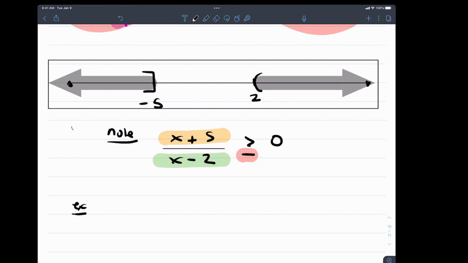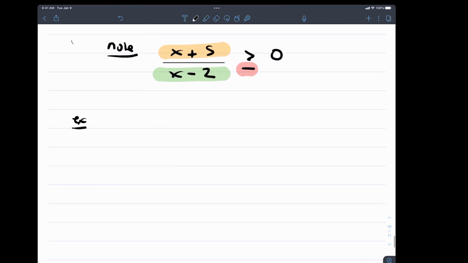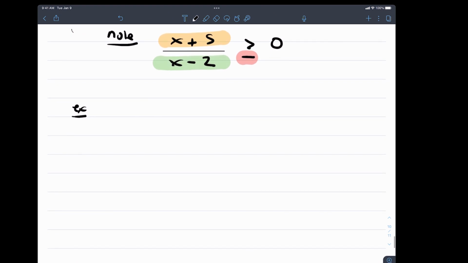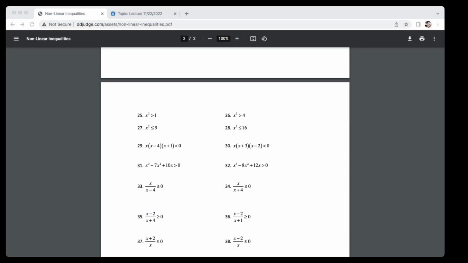All right, you guys okay with that? Easy breezy lemon squeezy? Say no. Well, let's look at some of these here in the worksheet.